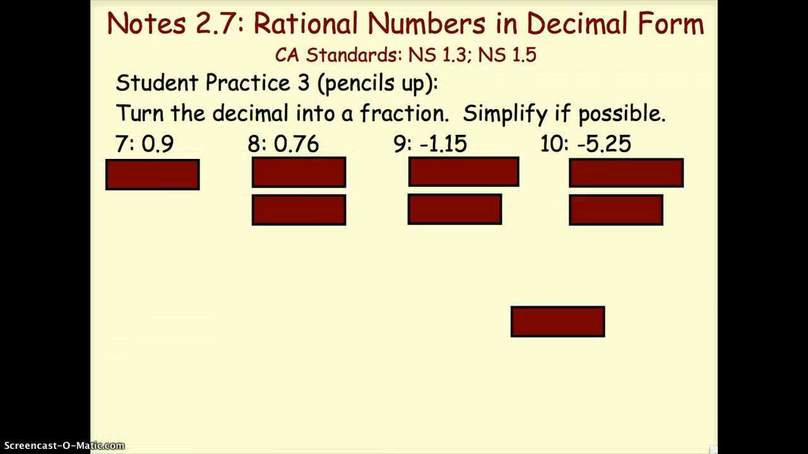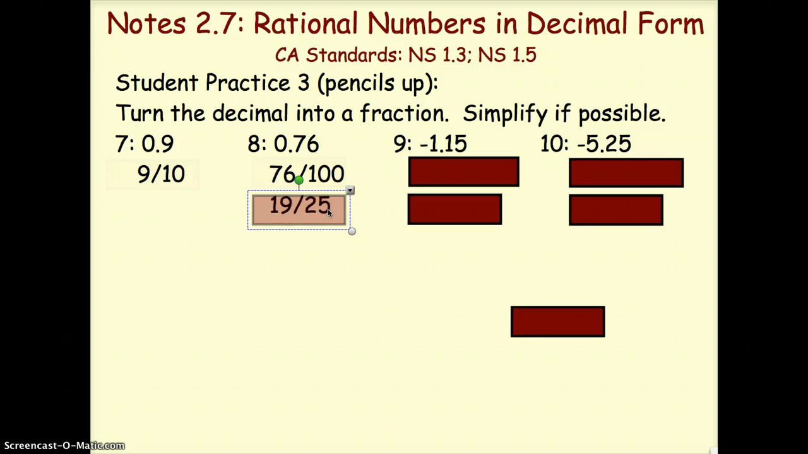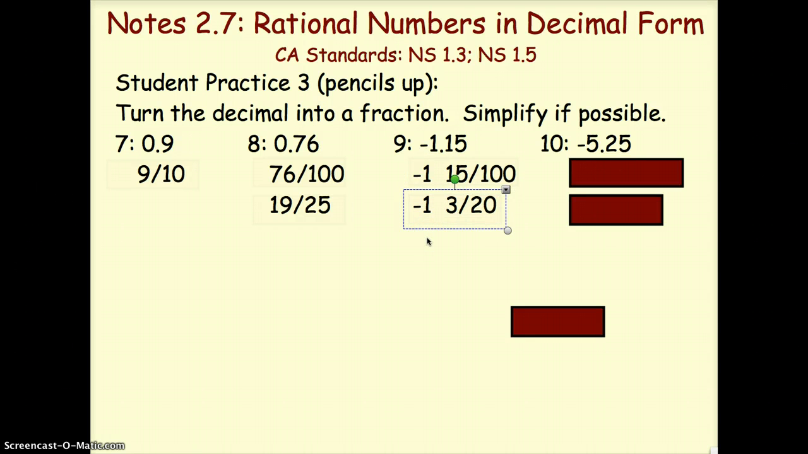Student practice 3, go ahead and solve these problems. And press play when you're ready to see your answer. 9 tenths, you simply put 9 over 10. It cannot be simplified. 76 hundredths, put 76 over 100. It can be simplified. Dividing them both by 4. -1 and 15 hundredths. 15 over 100. Divide them both by 5, and you end up with -1 and 3/20.